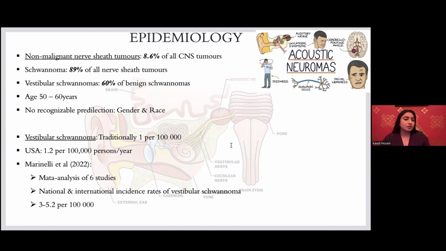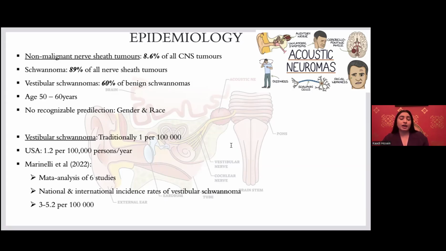A retrospective study by Lin et al. in 2005, published in the Archives of Otolaryngology, Head and Neck Surgery, analyzed 46,000 MRI scans done for other reasons and identified 8 unsuspected vestibular schwannomas, giving an incidence of 0.02% or 2 in 10,000 persons.